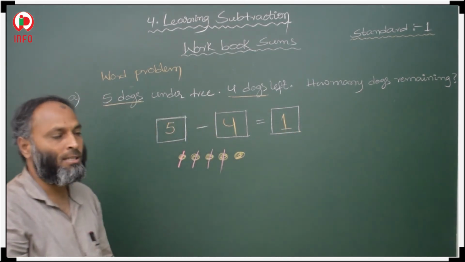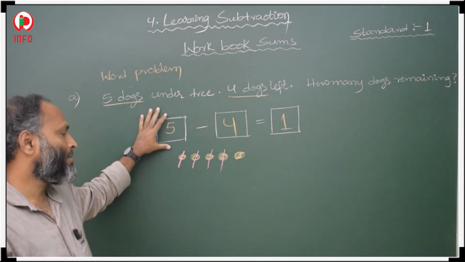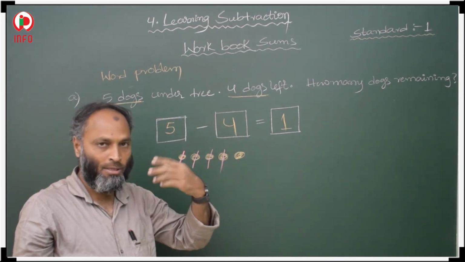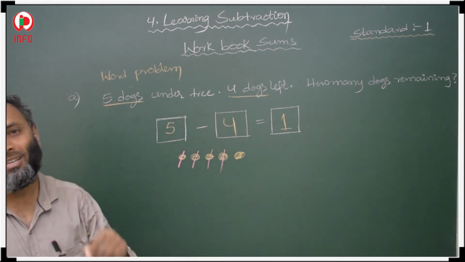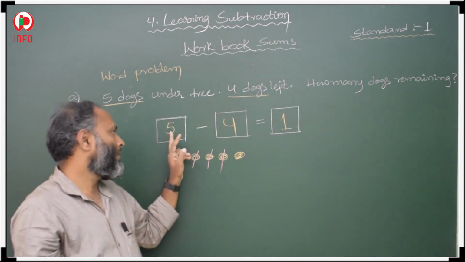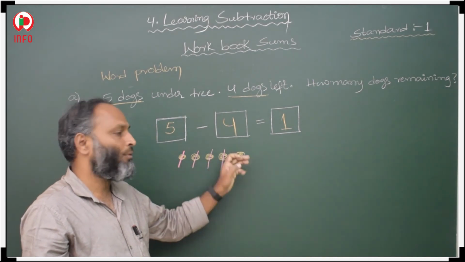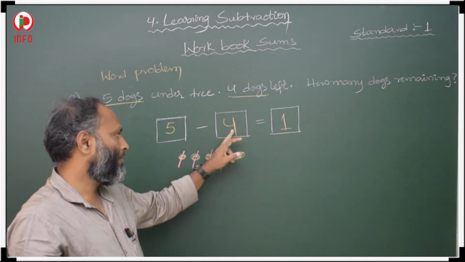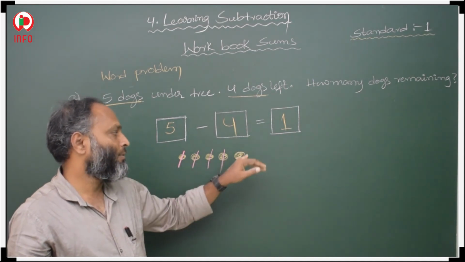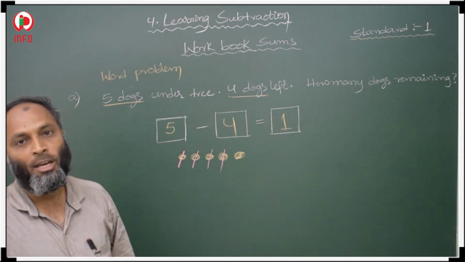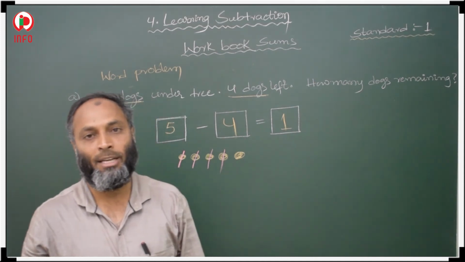Total 5 dogs were there under the tree. Of these 5 dogs, 4 dogs left. Then how many dogs are left under the tree? So make small circles for the total 5 dogs. 1, 2, 3, 4, 5. 5 circles, and for 4 we have to make crosses. 1, 2, 3, 4. Then 1 dog is left. That is our answer. Remaining 1 question is there. That one problem you do on your own as your home assignment.